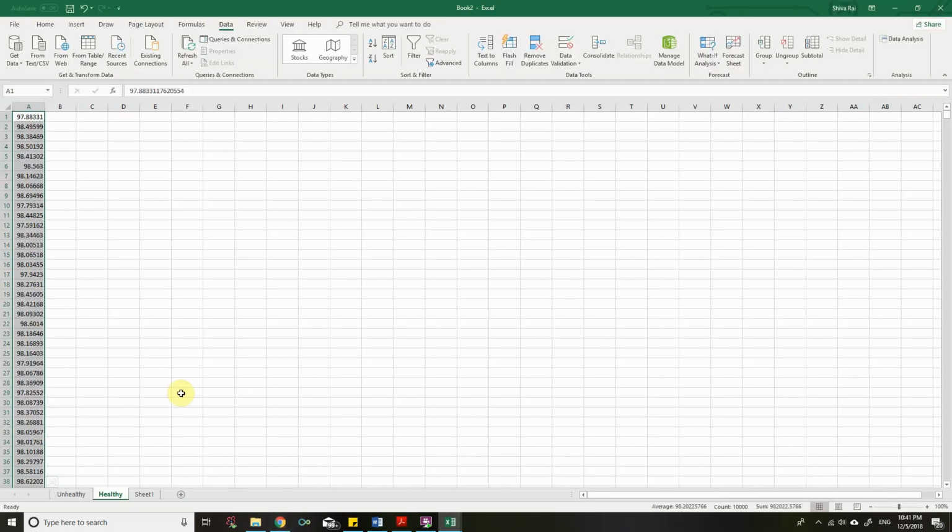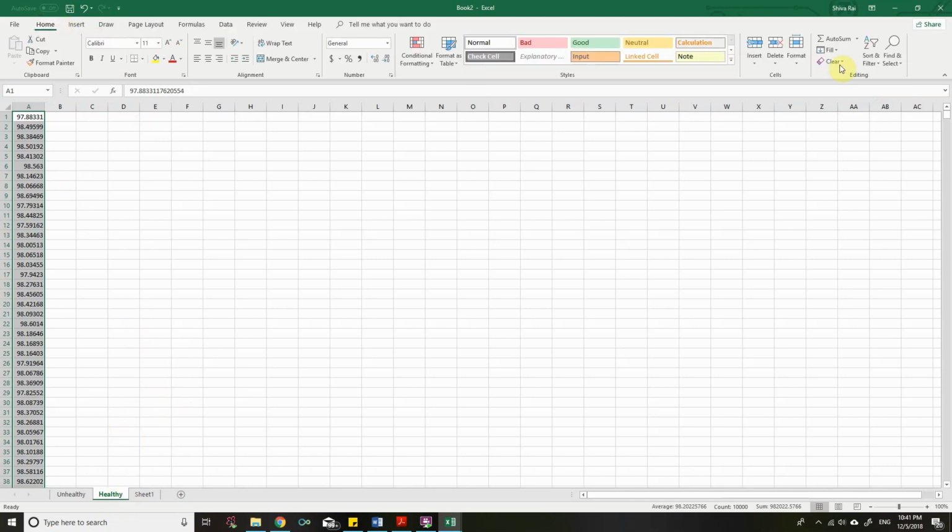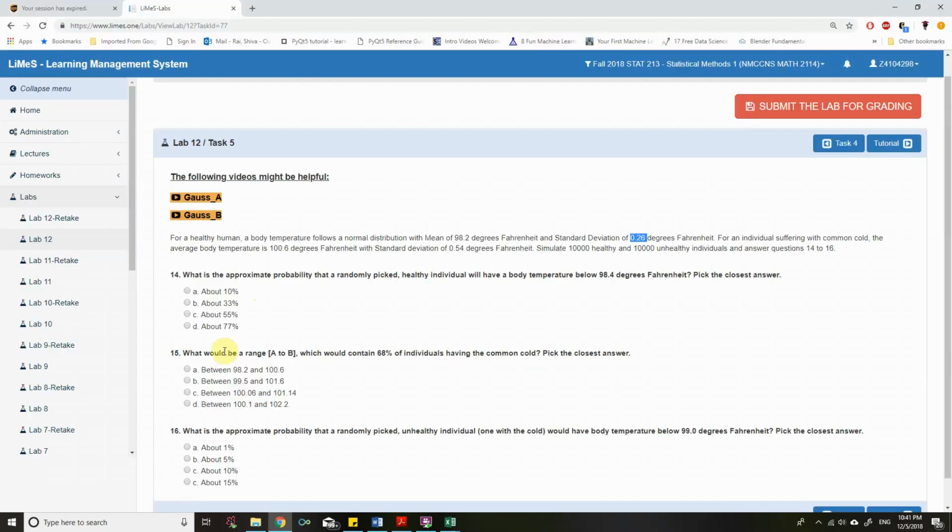Okay, first before doing any problem, let us sort the data. For healthy people, let us go to Home, Sort and Filter, smallest to largest. That's fine. Now let's go for unhealthy data, Sort and Filter, smallest to largest. Okay, that's fine.